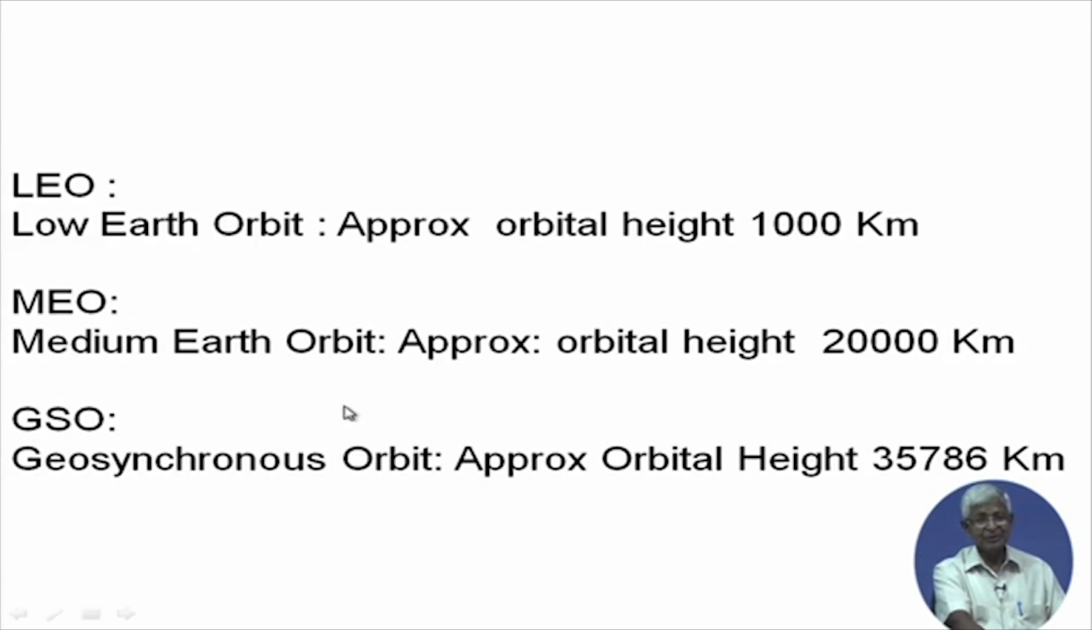Now, there are other orbits also. Approximately it is defined that low Earth orbit height is approximately 1000 kilometers. There is no strict boundary, that it has to be so and so orbit. Of this order, 1000 kilometers is low Earth orbit. Medium Earth orbit is approximately 20,000 kilometers, and geosynchronous orbit is approximately 36,000 kilometers, as we have seen. So, these are very brief definitions. We will use the terms LEO, MEO, GSO and GEO, that is why I have shown this.